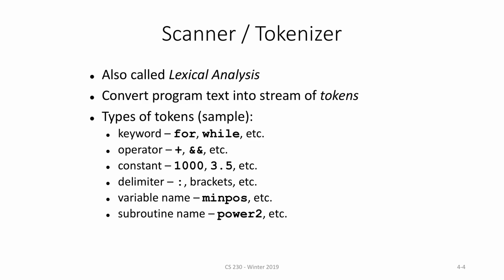Identifying a keyword or a built-in operator or a delimiter is relatively simple, since the scanner just needs to do an exact pattern match with a set of keywords and symbols. For example, you could just look for the word for or while, or identify a plus as an operator, or know that a colon has specific meaning in the language.